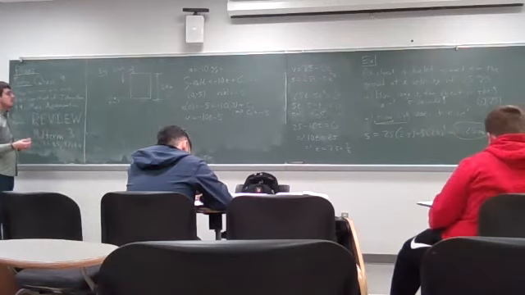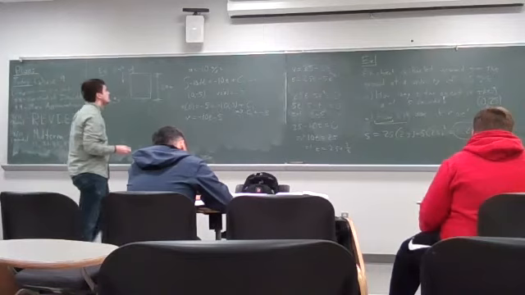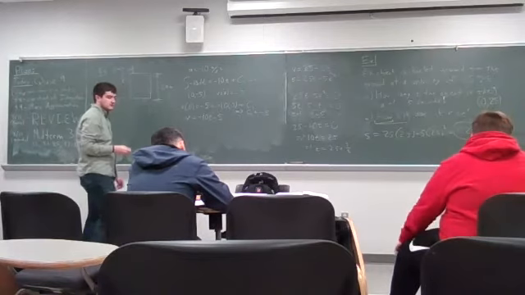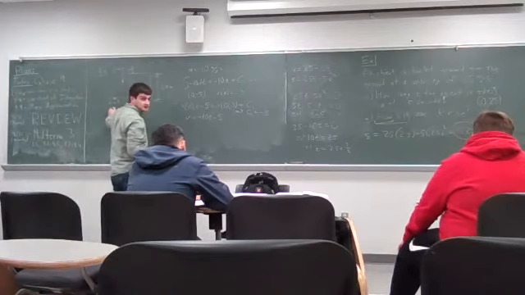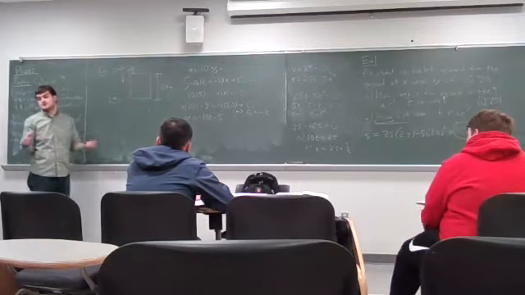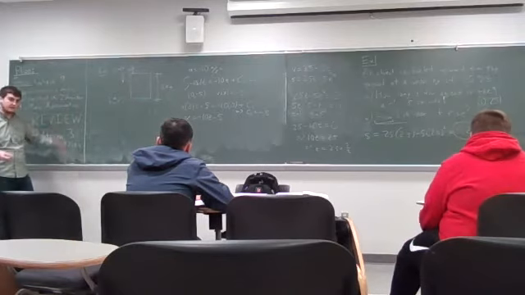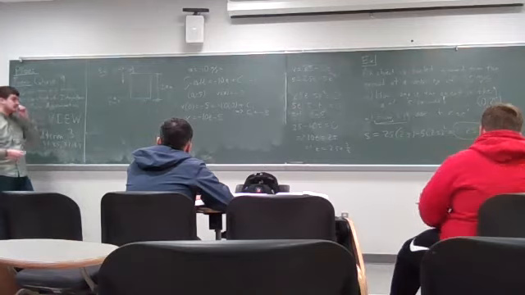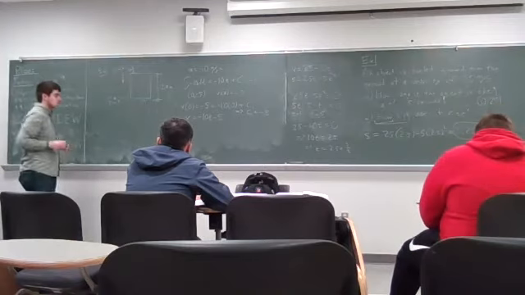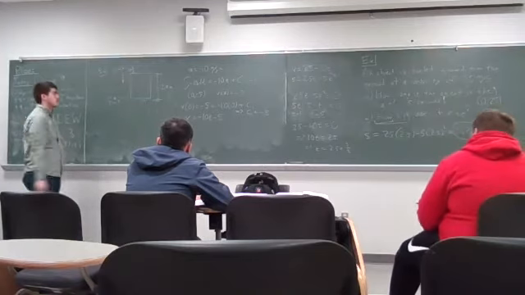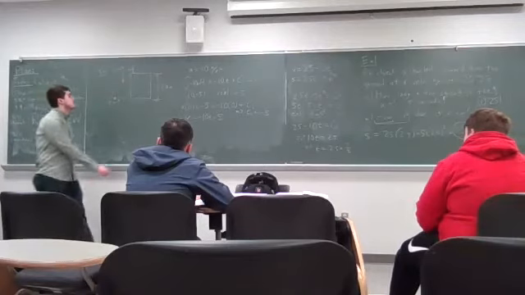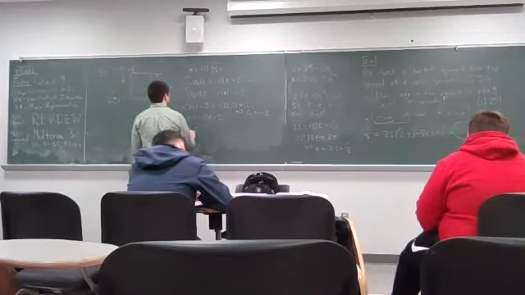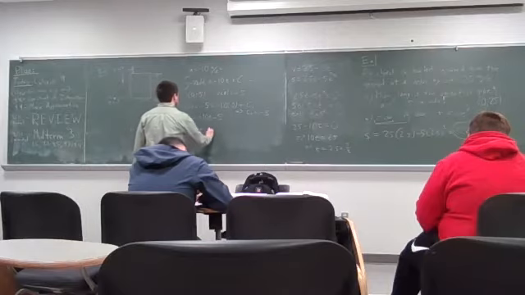Next, the question is asking when it hits the ground. So for that, I need to know the position, right? When it hits the ground, I need to know when it's at position 0. So I need to get the position. Can I get the position from here? Yeah. How? Good. So it's the integral of -10t minus 5.